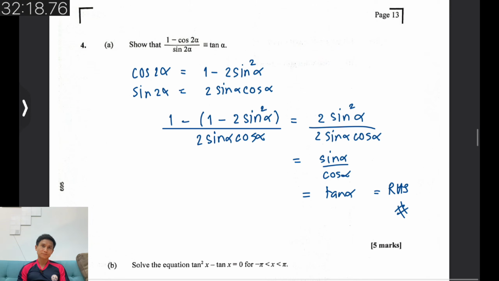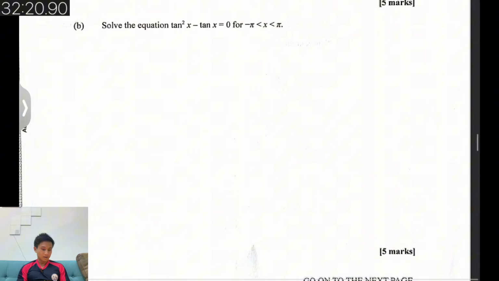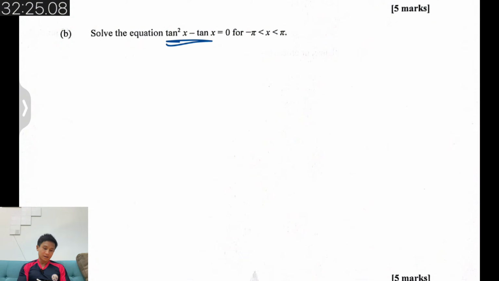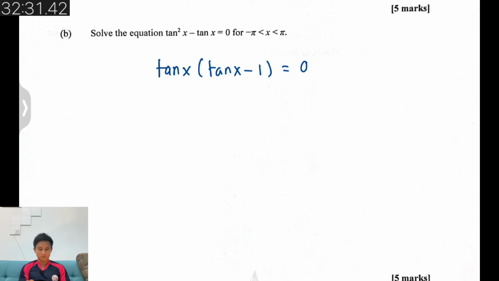Yeah, that's done. Part B, solve the equation. Okay, so by the looks, I can factorize that out first. So I get 10x, and then I have 10x minus 1 equals 0.